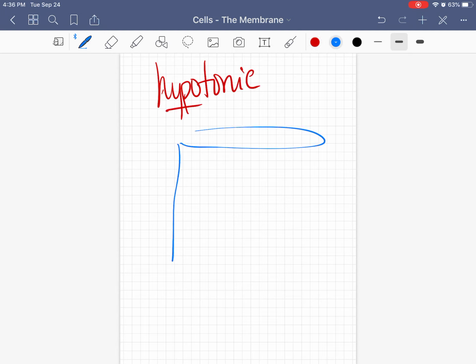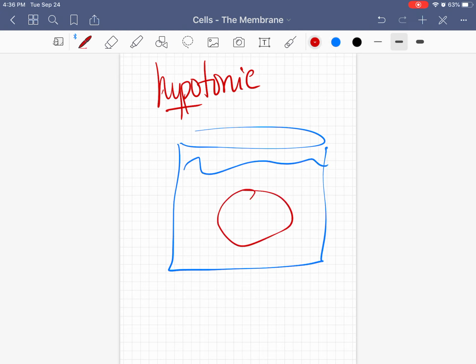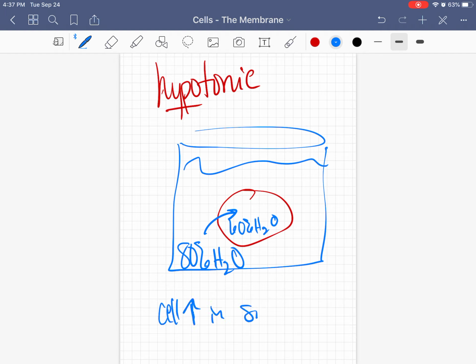One of the ways I tell my students in my classroom to remember that is that cells in a hypotonic solution get fat like hippos. Hypo, hippo. Cells in a hypotonic solution get fat like hippos because there is a greater concentration of water outside the cell than what's inside the cell. So water moves in order to try to equal that out. So the cell increases in size and can burst.